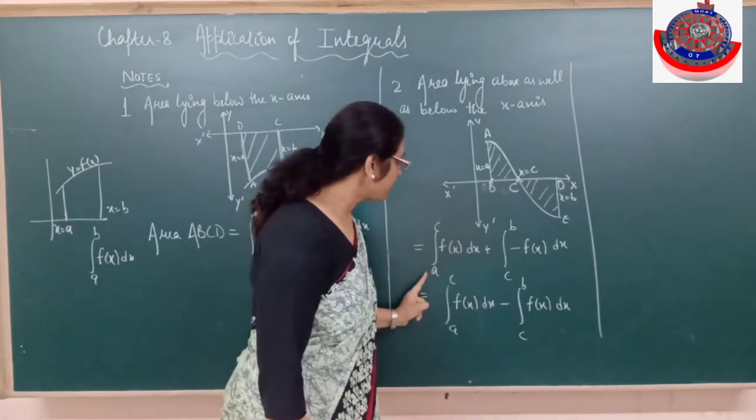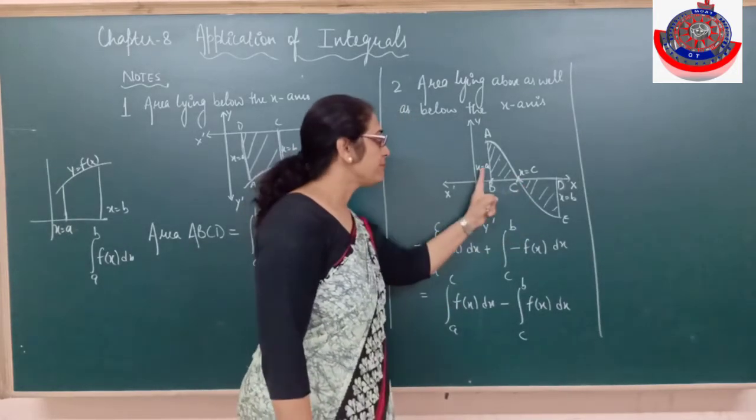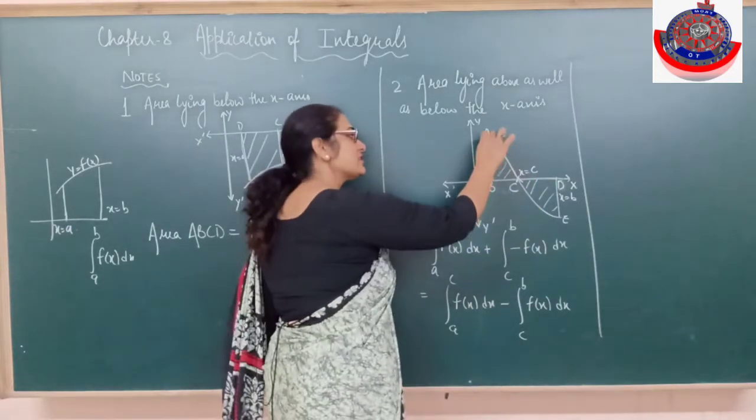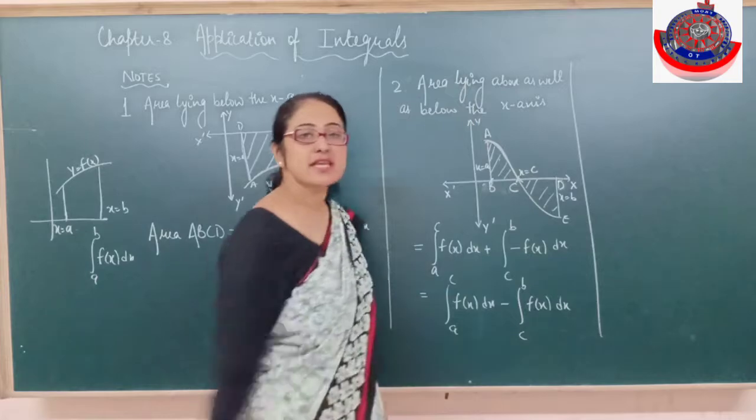So limit will be from B to C. That means A to C. This is x equals A. This is x equals C. And f of x. Is it clear?